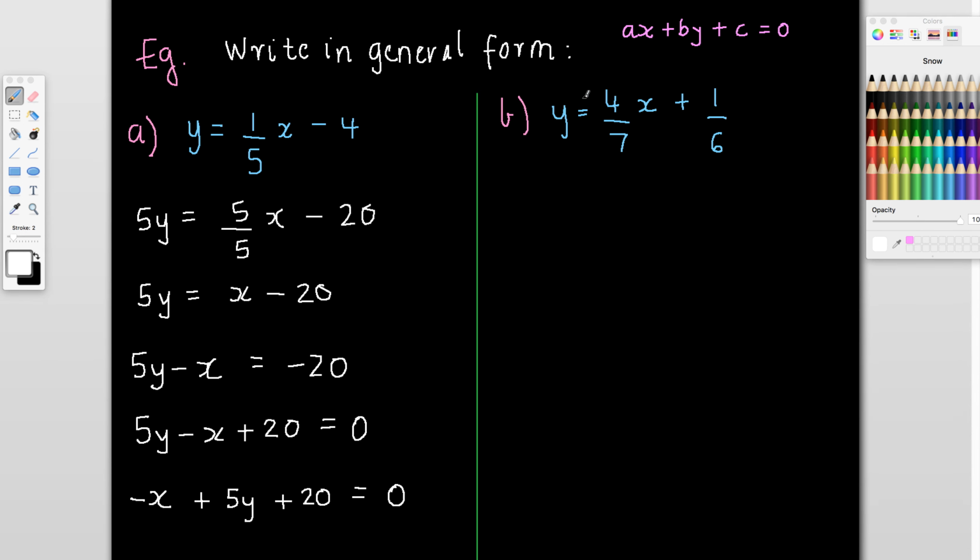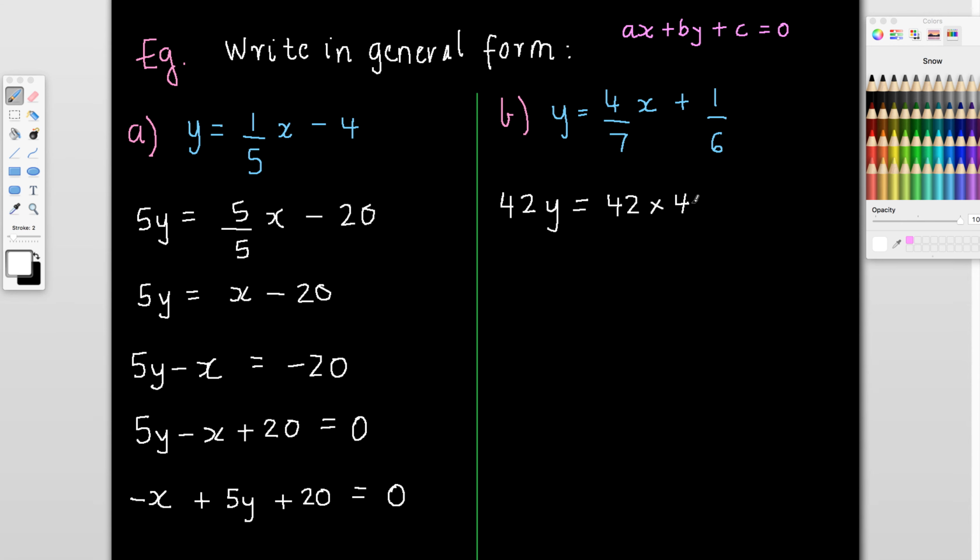I can do the same thing with this equation here. This one is going to be a little bit more challenging because you see I've got two different denominators. It's not as easy as that one over there. I am going to do a little trick that we have used before. The best way to eliminate two different denominators, like I've got here, is to multiply by the lowest common multiple of those. So the lowest common multiple of 7 and 6 would be 42. So I'm going to multiply every single term by 42.